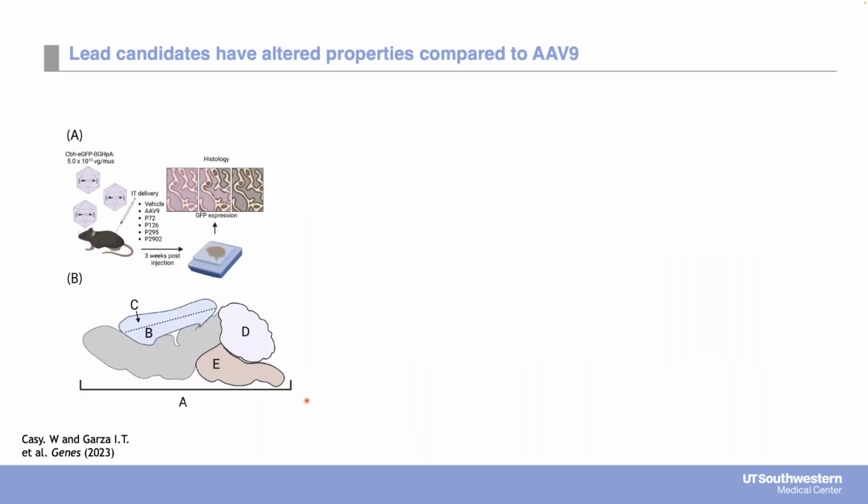From these lead candidates, we really just wanted to see how well our analysis was performing. So from the first round of injections, we pulled these four capsid variants: P72, P126, P295, and P2902. We packaged a GFP-containing genome, so it's a strong, ubiquitous promoter that drives the expression of GFP. We injected them into mice by intrathecal lumbar puncture, and 3 weeks post-injection, we collected the tissue and stained for GFP to look at the distribution of the virus by immunohistochemistry.